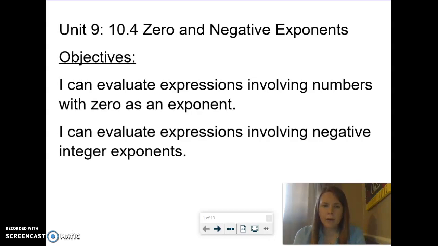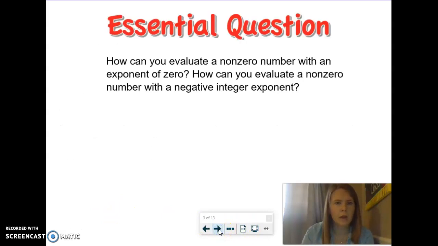So let's go ahead with our objectives. First objective: I can evaluate expressions involving numbers with zero as an exponent, and I can evaluate expressions involving negative integer exponents. Okay. Skipping our warm-up.